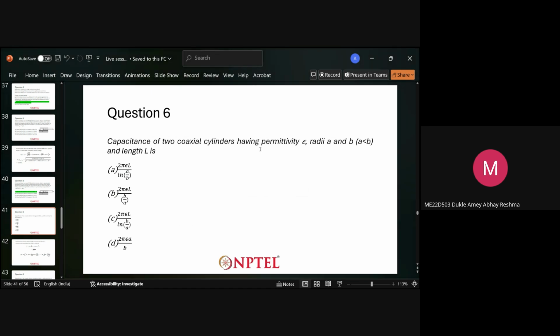So the next question is: the capacitance of two coaxial cylinders having permittivity epsilon naught, radii A and B, and length L is given as: 2 pi epsilon naught L ln A by B, 2 pi epsilon naught L B by A, 2 pi epsilon naught L ln B by A, or 2 pi epsilon naught A by B.